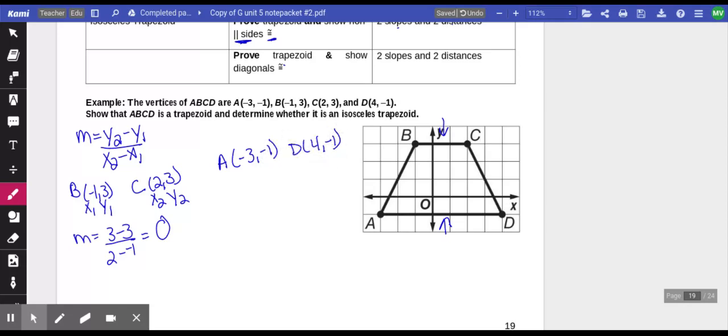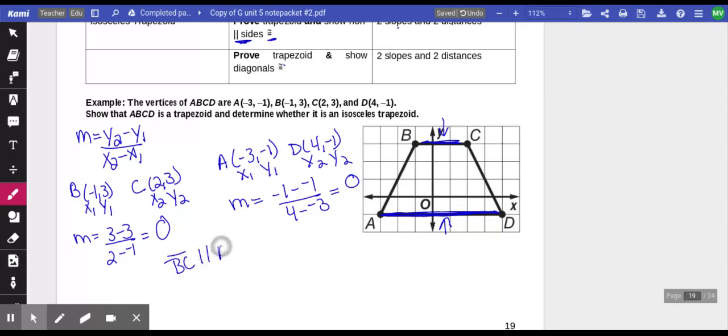And I know that I want to do those two sides because those are the two sides that look parallel. Remember, parallel means they'll never cross. So it's x1, y1, x2, y2. So m is equal to -1 minus -1 over 4 minus -3. Again, in the numerator I have 0, so the slope is 0. So that means BC is parallel to AD. So it's a trapezoid.